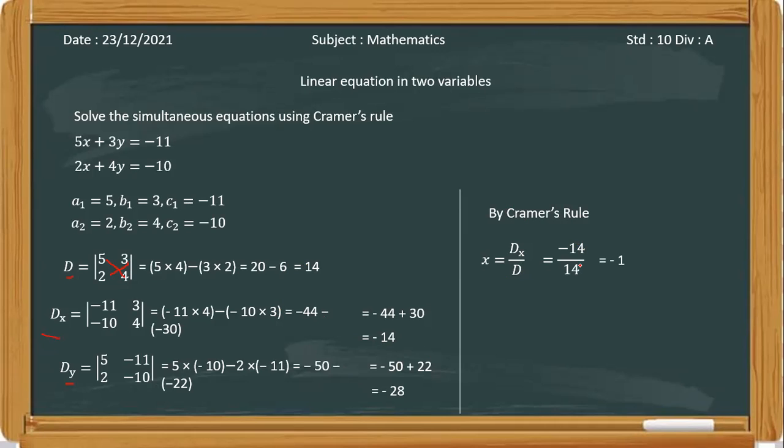The next step was y is equal to dy upon d. Okay, so we get minus 28 upon 14. The value of dy is minus 28 and the value of d is 14.